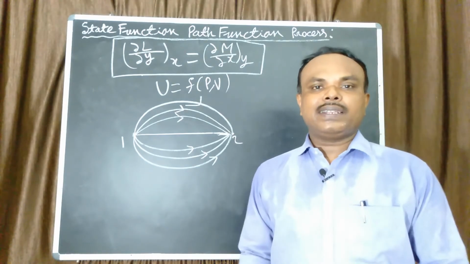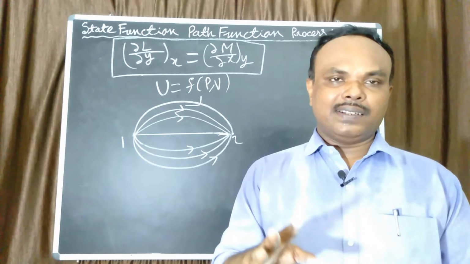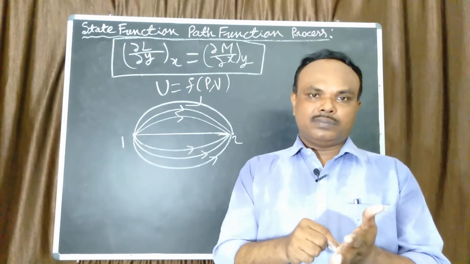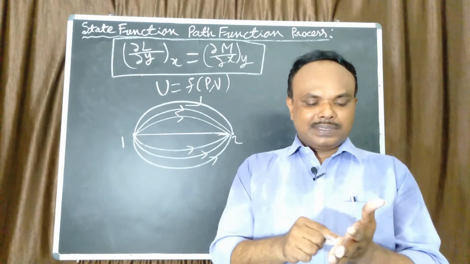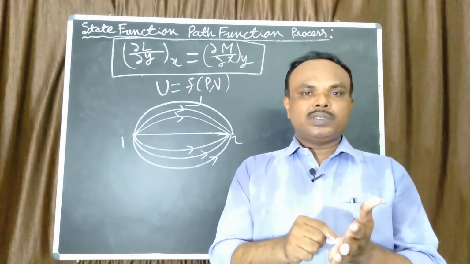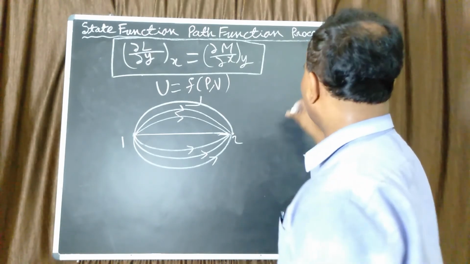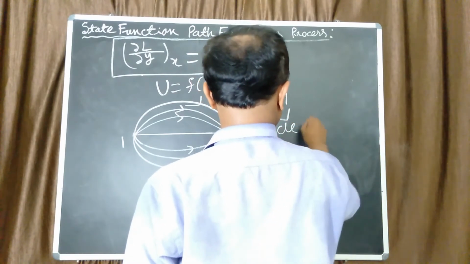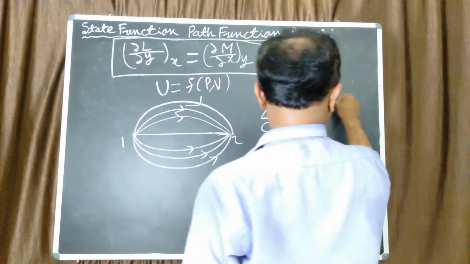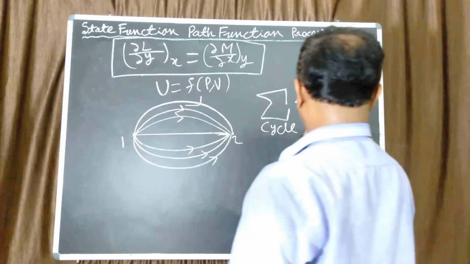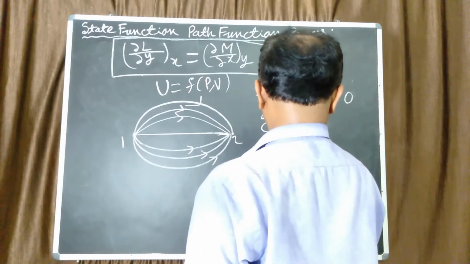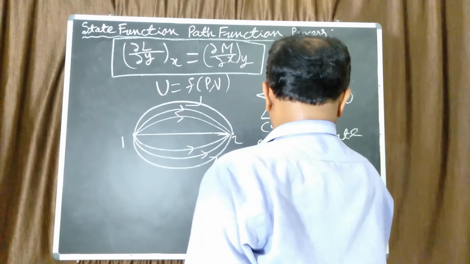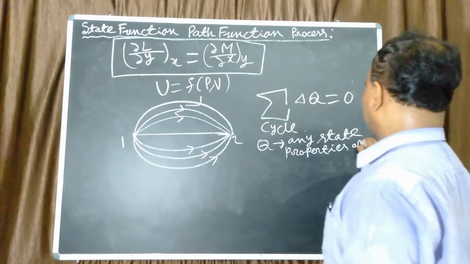So what happens whenever a chemical reaction system completes a cycle is called a cyclic process. In a cyclic process the initial and final point are the same. So the total change in state properties will be 0. The sum of state properties will be 0. That means for a cycle, del Q is 0, whereas Q is any state property or function.